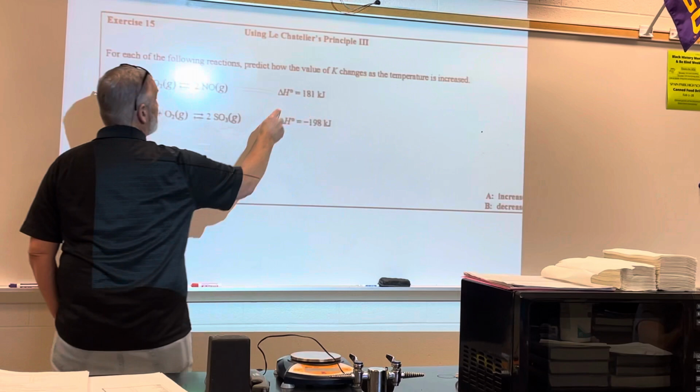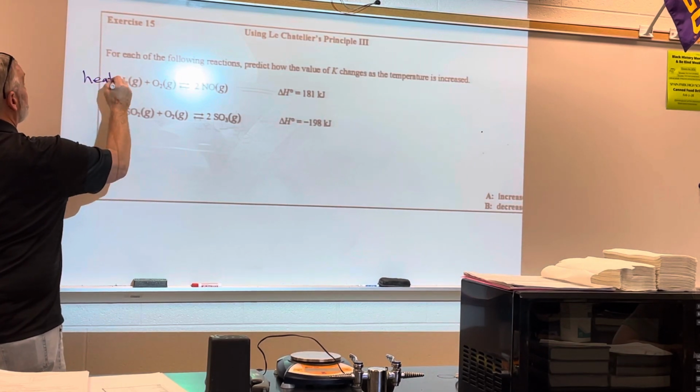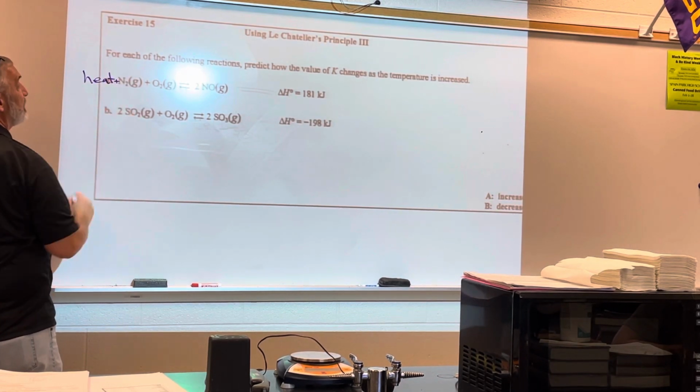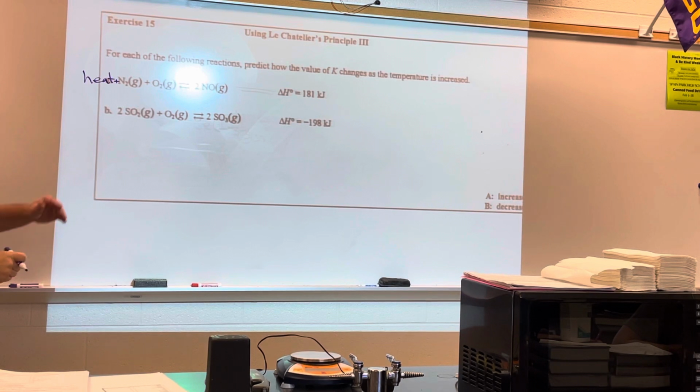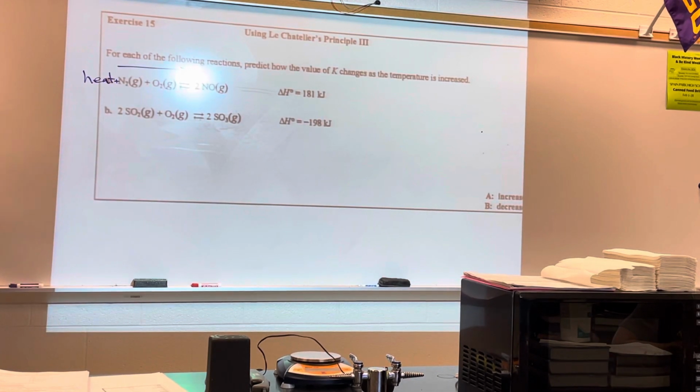What do we know about delta H on this one? It's endo. How do I know it's endothermic? It's positive. So where would heat go in my equilibrium? On the left, so heat's over here. So if I increase the temperature, I'm increasing over here, right? So it's got to always go away from what you're heating. It's always going to go in the endothermic direction.